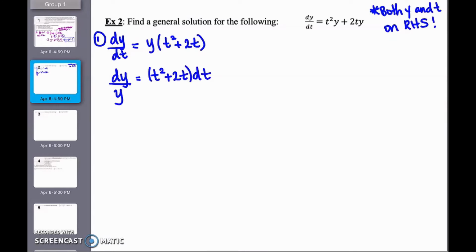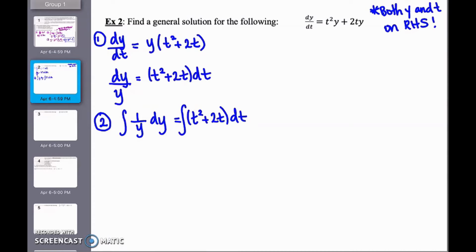Okay, so I've successfully separated my variables. Everything with y is on the left, everything with t is on the right. Step 2 is going to be to integrate both sides with respect to the variable that is on that side. Now on the left side, dy over y, I'm going to write that slightly differently, as the integral of 1 over y dy, is equal to, and then over here I have the integral of my t squared plus 2t dt, which is just a polynomial. Whoops, sorry, forgot my integral symbol there.